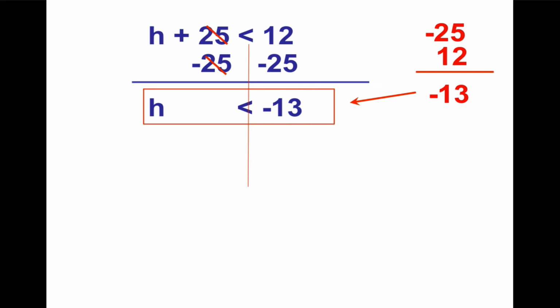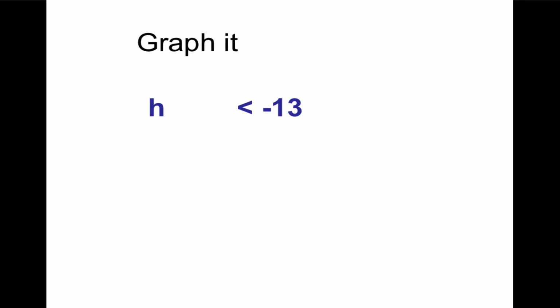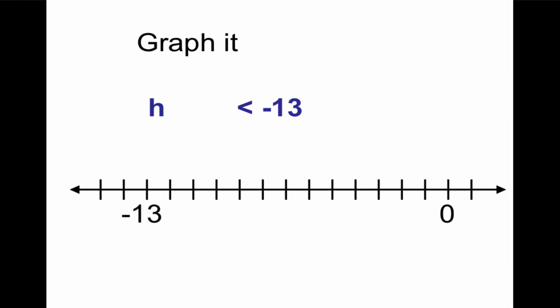All the numbers less than negative 13 are our solution. To represent all of those numbers, we want to graph it. So we're going to draw a graph and maybe just label 2 points, 0 and negative 13. So negative 13 is our border point, and we're going to circle it.